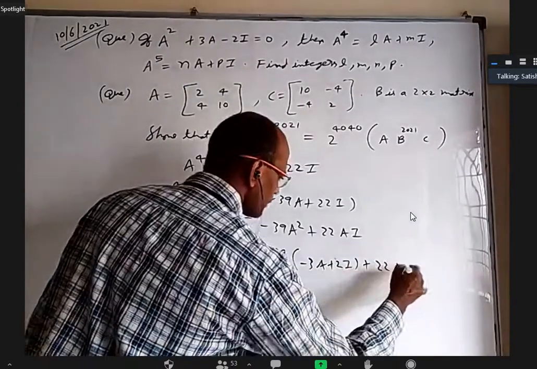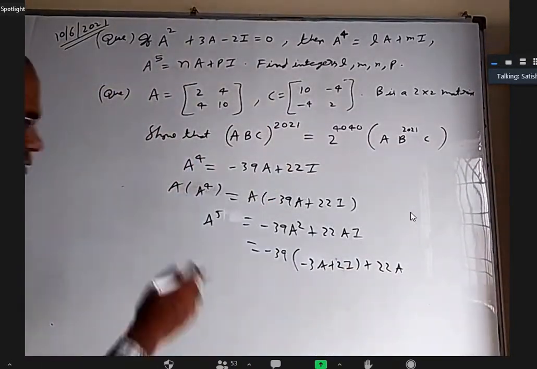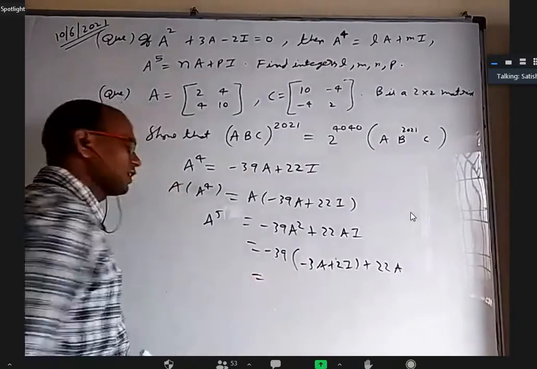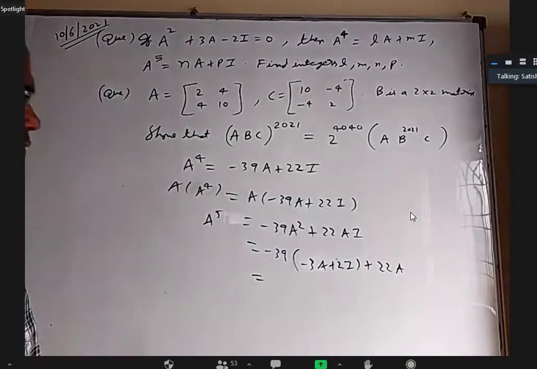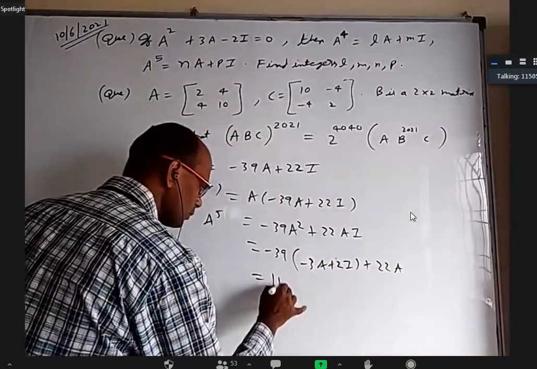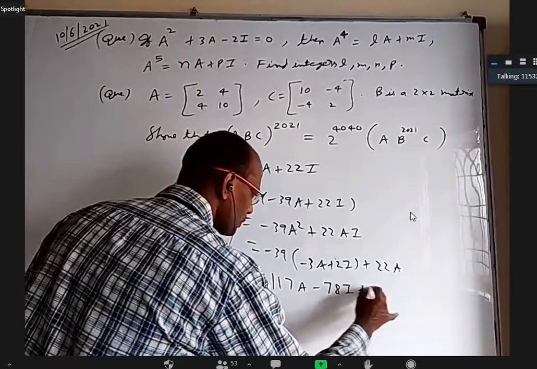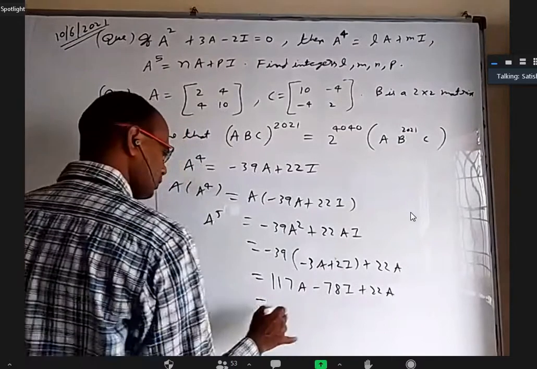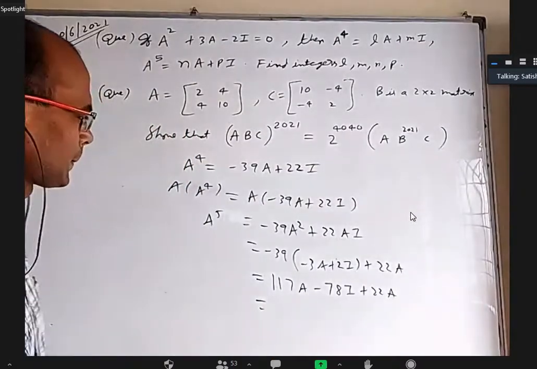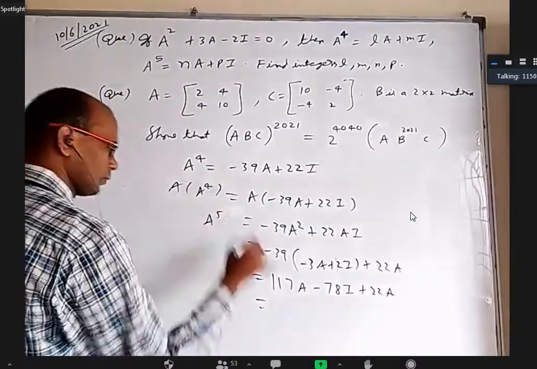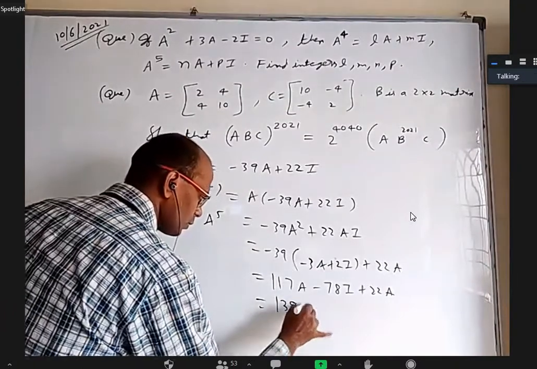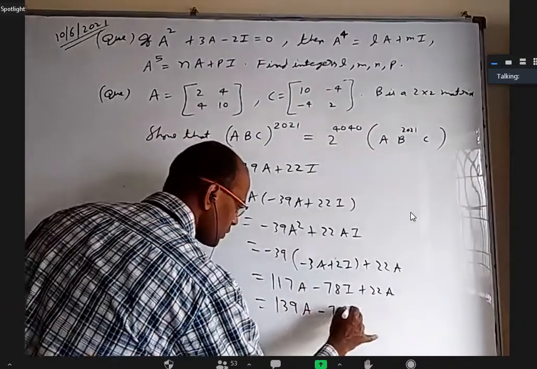Plus 2I minus 3A, plus 22A. So I would have given little smaller numbers, but it's okay. What is 39 into 3? 117. 117A minus 78I plus 22A. So finally, what is the answer? 139A minus 78I.